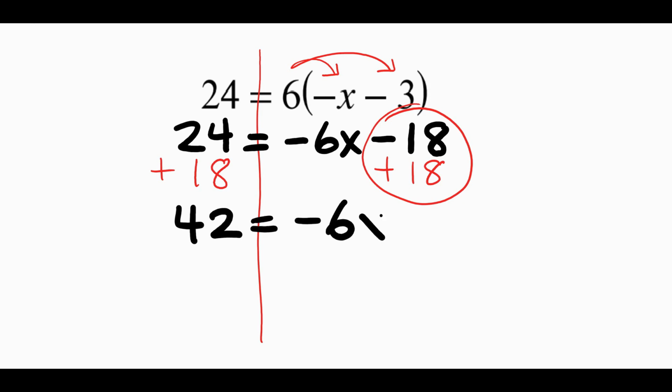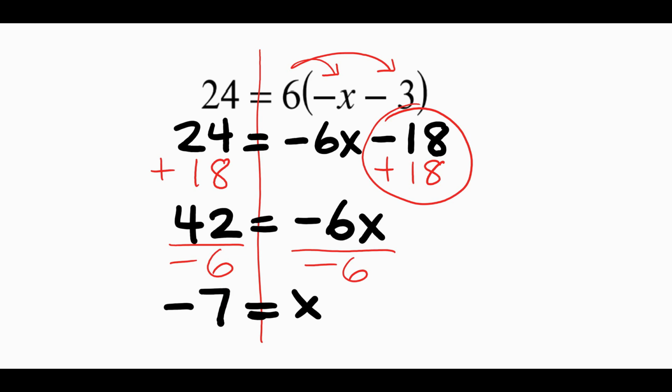equals negative 6x. And they are multiplying the x by negative 6. Therefore, I'm going to divide both sides by negative 6. That leaves me with the x over here by itself, and a positive divided by a negative is a negative, and 42 divided by 6 is 7. X equals negative 7 is the final answer.